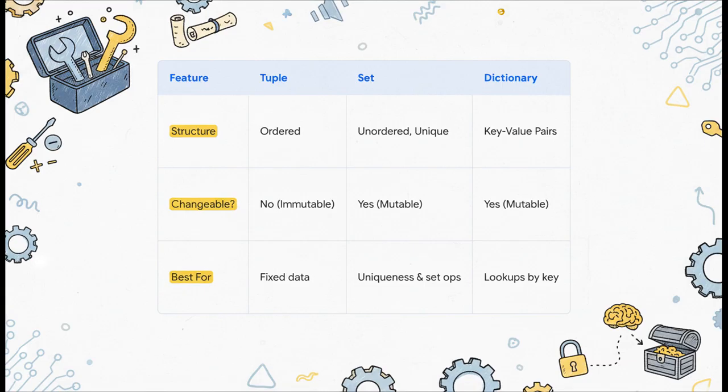So if you have data that should never change, like say a set of map coordinates, you use a tuple. It's unchangeable, or immutable. If you just need to quickly check if an item exists in a big collection and you don't care about order or duplicates, a set is your go-to tool. And if you need to look up information using a specific label, just like looking up a word in a dictionary, well, you use a dictionary.